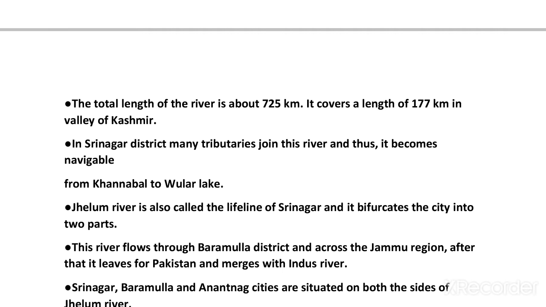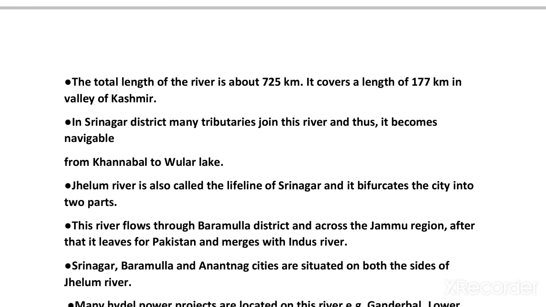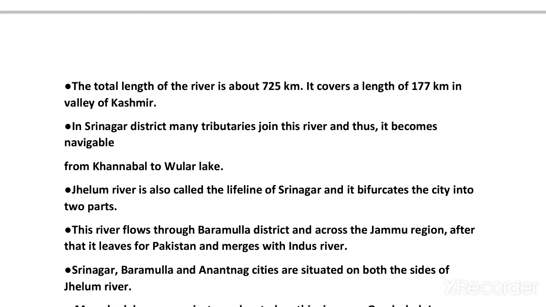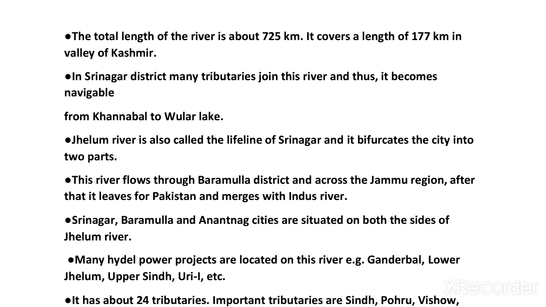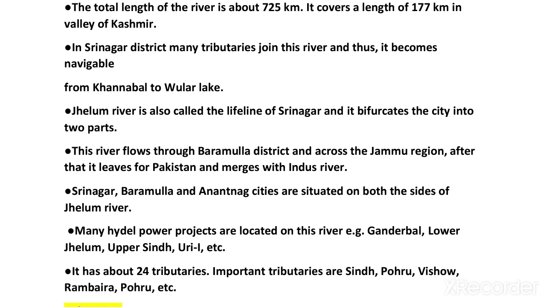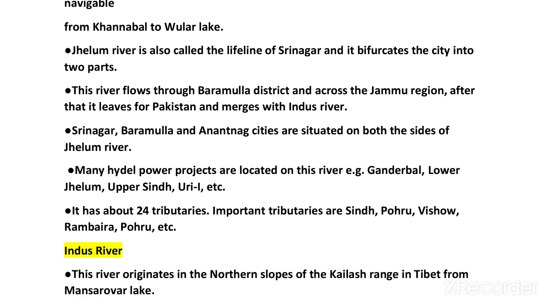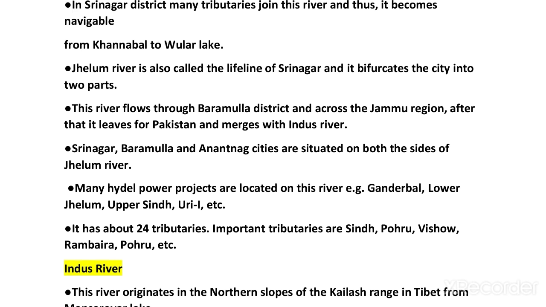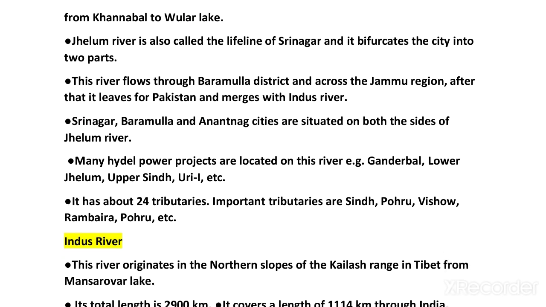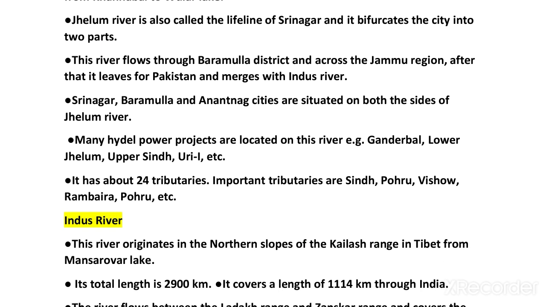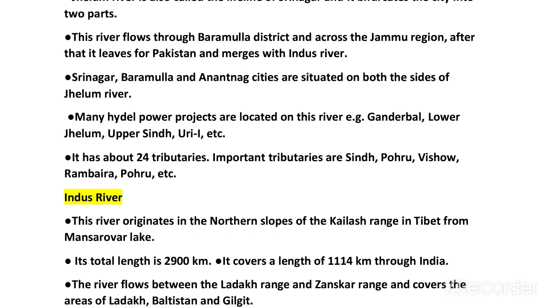The total length of River Jhelum is about 725 kilometers. It covers a length of 177 kilometers in Valley of Kashmir. In Srinagar district, many tributaries join River Jhelum and thus it becomes navigable from Khanabal to Wular Lake. Jhelum River is also called the lifeline of Srinagar and it bifurcates the city into two parts. This river flows through Baramulla district and across the Jammu region. After that, it leaves for Pakistan and merges with Indus River.